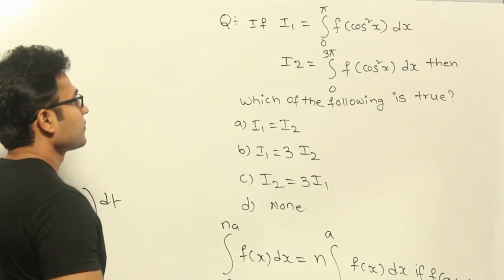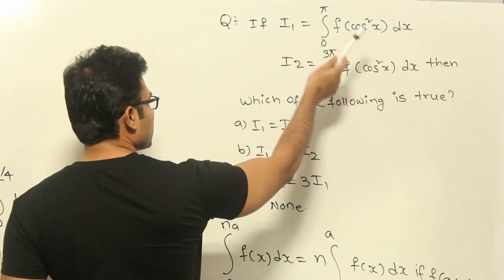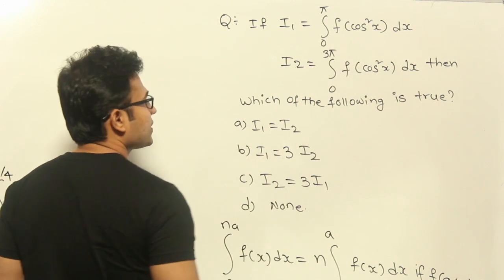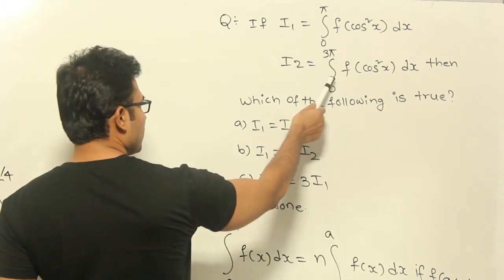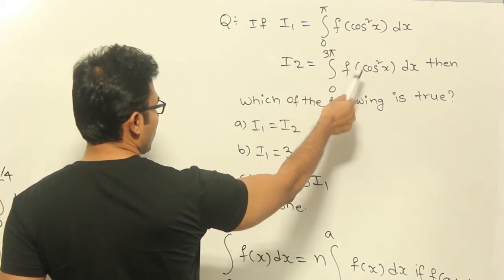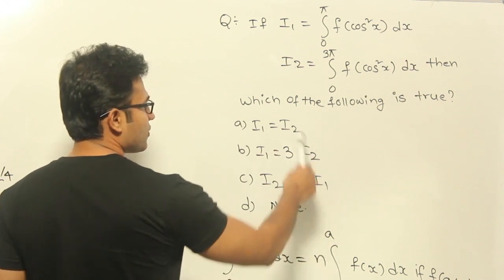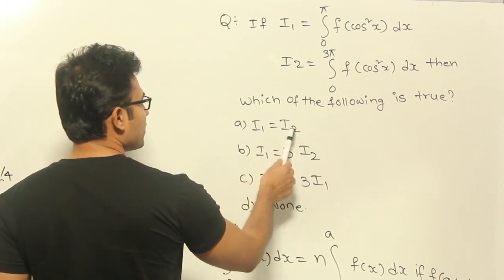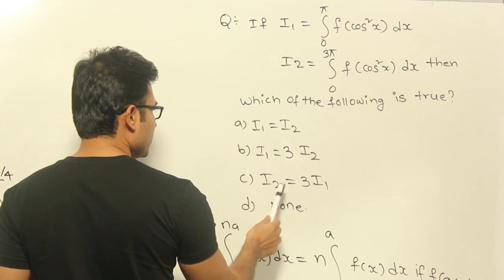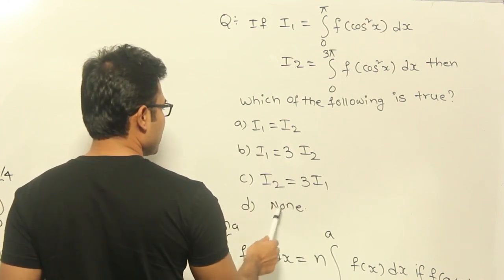Now let's see this question. If I1 equals the integral from 0 to pi of f of cos square x dx, and I2 equals the integral from 0 to 3 pi of f of cos square x dx, then which of the following is true? I1 equals I2, I2 equals 3 into I1, I2 equals 3 into I1, none.